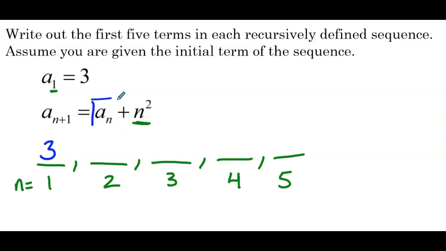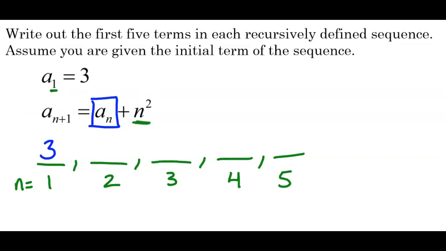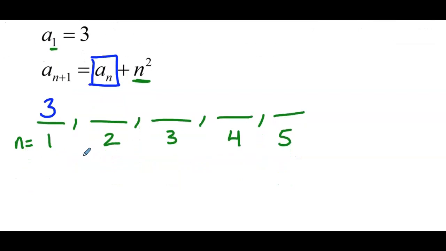So a sub n, that's the previous term that we boxed in all of the previous examples. But now we're adding n squared. So in this case, we're going to have to show our work for each one. So to find the second term, we're going to take 3, and we're going to add n squared. Well, for this term of the sequence, n equals 2. So we're adding 2 squared. So 3 plus 4, that's 7.